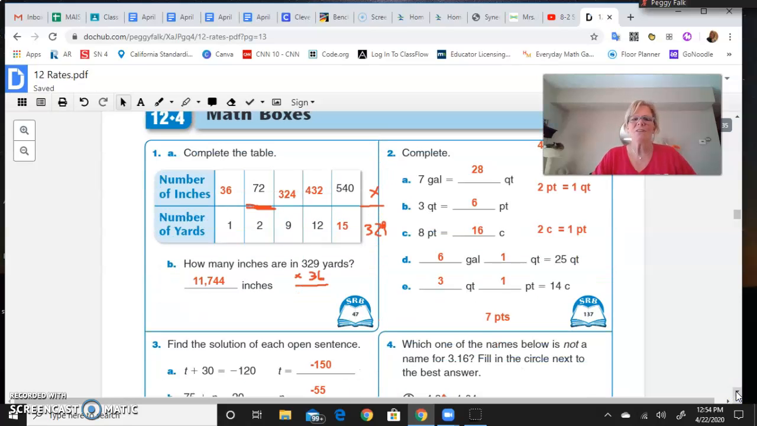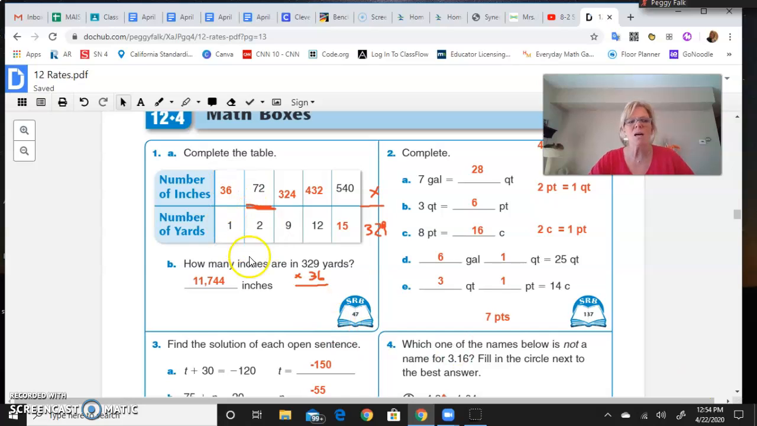Okay, now this math box page, there were some challengers on here. If you are getting these on your own, then basically you are doing 4-level work, because some of these skills are not required for 4th grade. They are for 5th. So if you're getting some of this stuff, then you are thinking like a 5th grader.